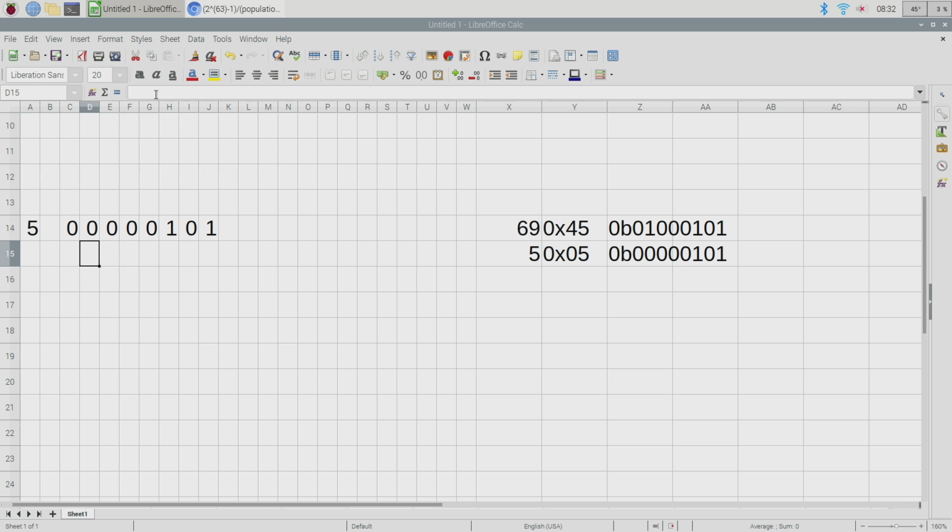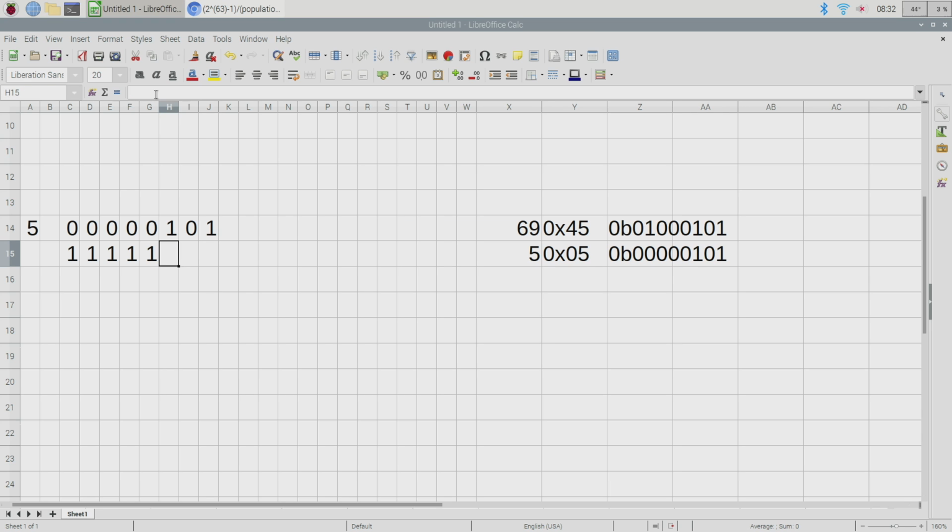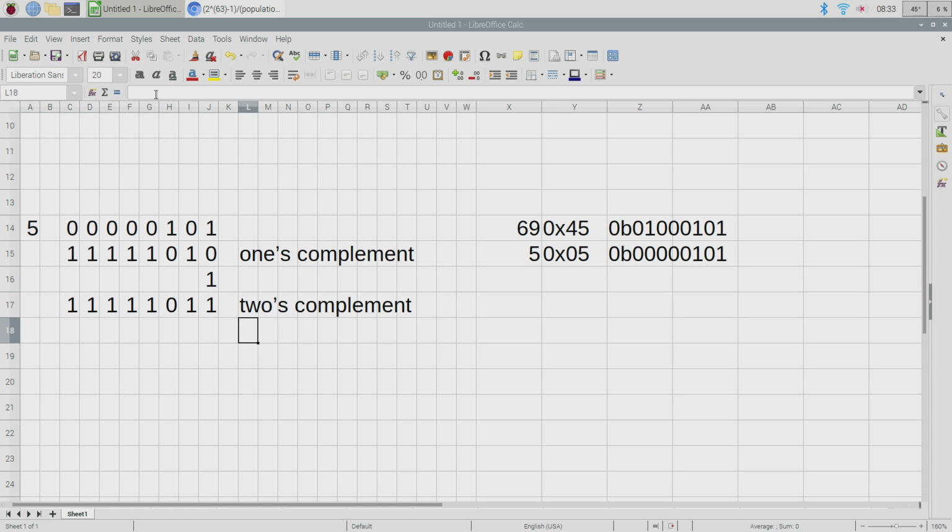Okay, that's 5. If I flip all the bits, I get this. This is called the ones complement, where all I did was flip all the bits. Then I'm going to add 1 to that, and I get this. So the 2's complement is produced by flipping all the bits and then adding 1.